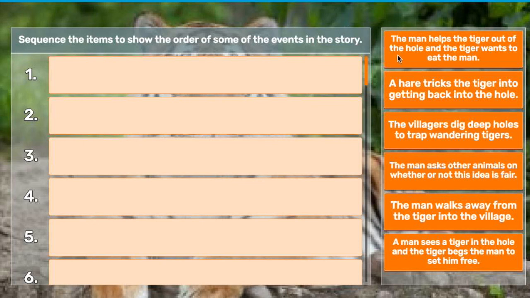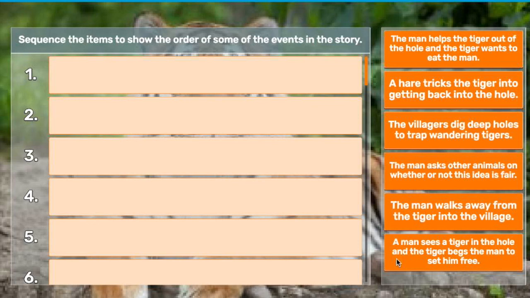So first we have the man helps the tiger out of the hole, and the tiger wants to eat him. A hare tricks the tiger into getting back into the hole. The villagers dig deep holes to trap wandering tigers. The man asks other animals whether or not this idea is fair. The man walks away from the tiger into the village, and a man sees a tiger in the hole, and the tiger begs the man to set him free.